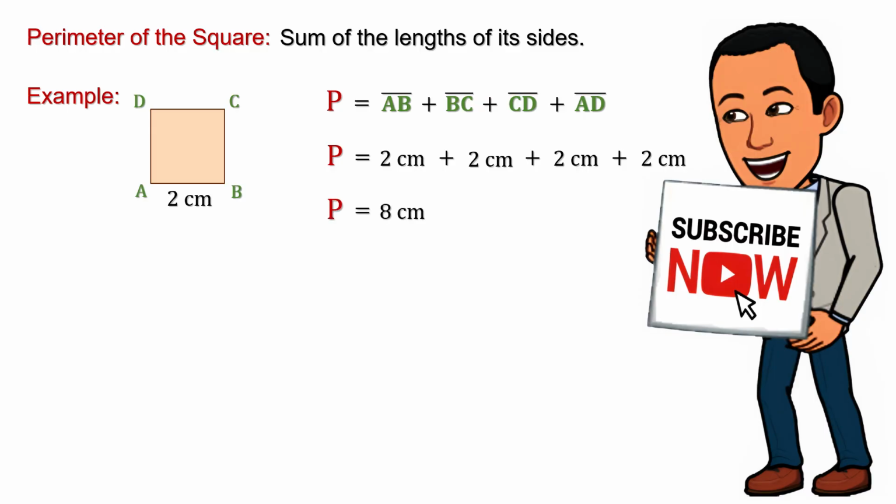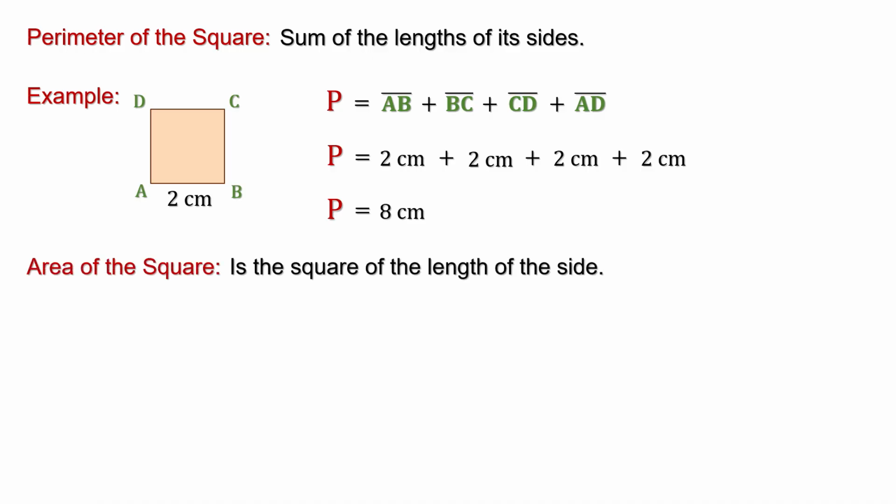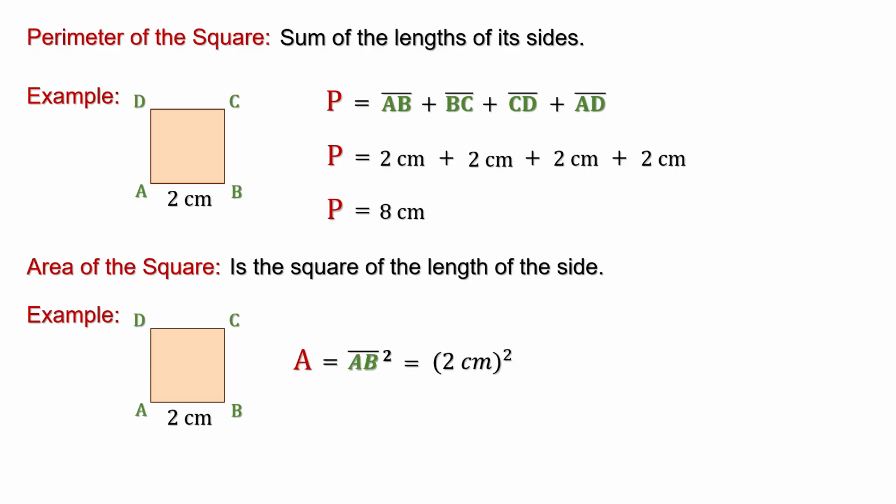On the other hand, to calculate the area of a square, you must also know that it is defined as the square of the length of the side. For example, using the same figure from the previous example, the formula is where another of the segments could have been used. Replacing the element with its respective value, we get 2 cm squared. Solving the operation, we obtain that the area of square ABCD is 4 cm squared.